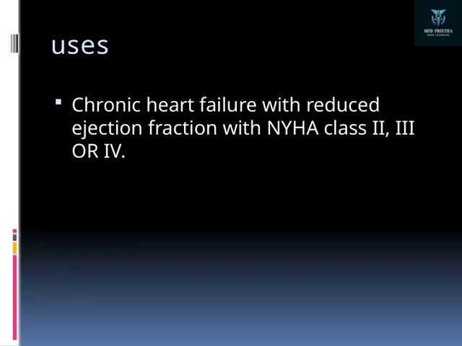Today, I want to highlight the uses of this treatment, specifically for patients with chronic heart failure with reduced ejection fraction. This applies to those classified as NYHA class II, III, or IV. Essentially, these are patients who experience symptoms ranging from slight limitations in activity to severe limitations, even at rest. It's important because this group represents a significant portion of those suffering from heart failure, and tailored therapies can really make a difference in their quality of life. By understanding which patients benefit most, we can optimize treatment strategies and improve outcomes across this spectrum of severity.